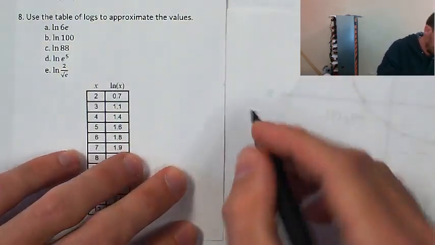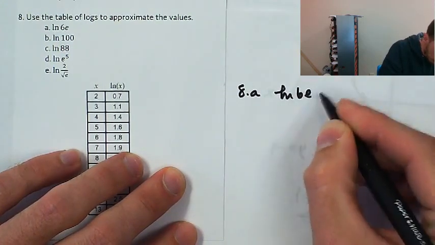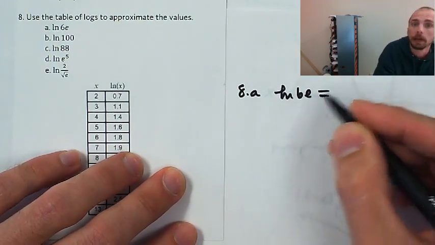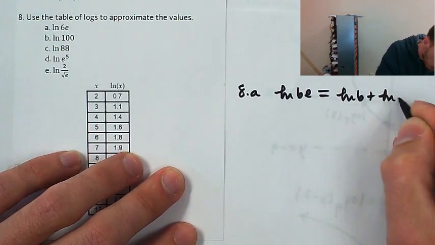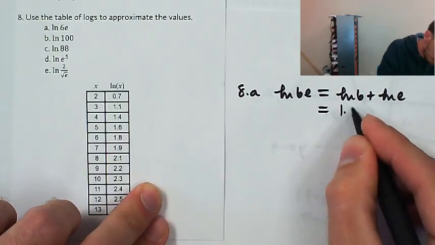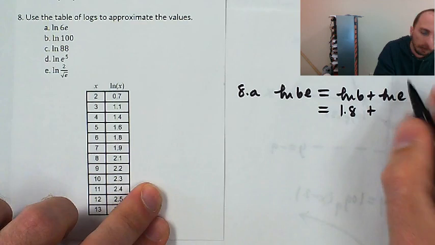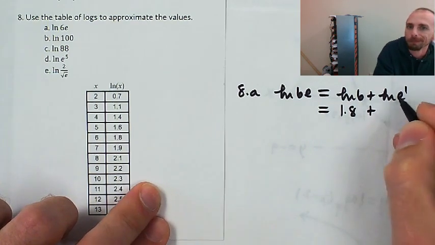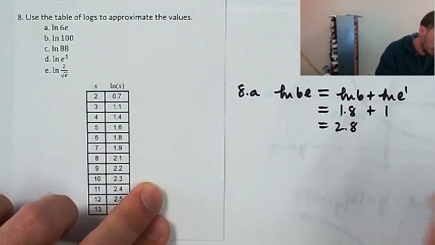All right. Natural log of 6e. Okay, that's a multiplication on the inside. I'm going to write that as natural log 6 plus natural log e. Okay, natural log 6, we looked that up from the table, that's 1.8. Natural log e is the exponent I put on e to get e. Or maybe you think of it as e to the 1. Use the fundamental identity. Either way, it's going to be 1. That'll be 2.8.